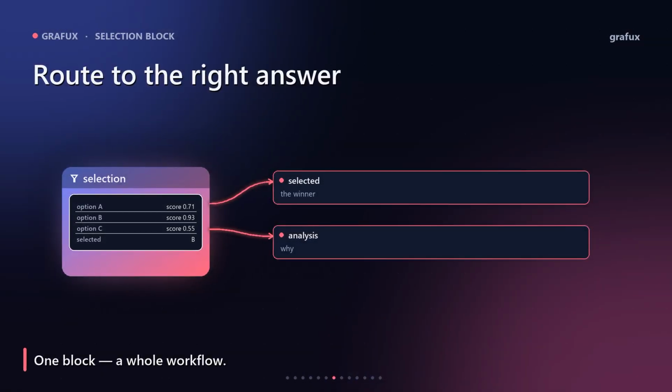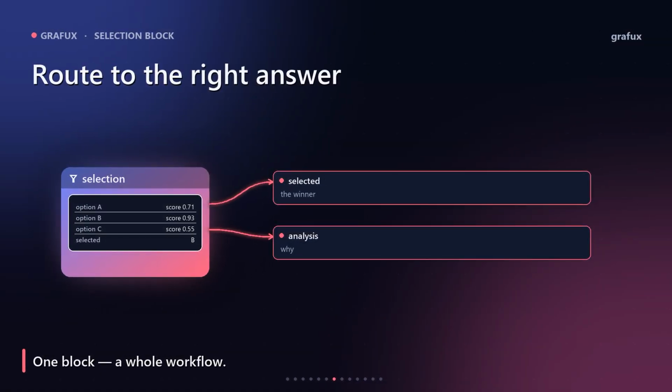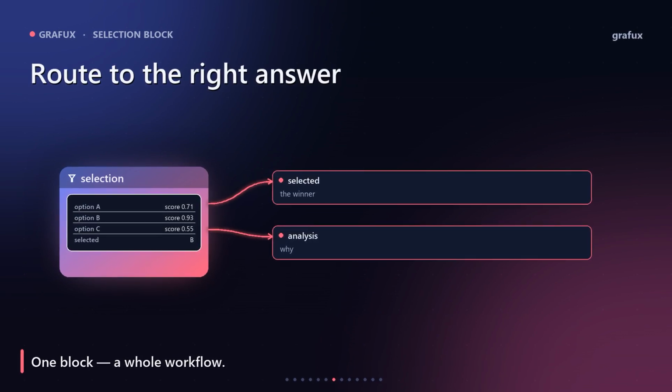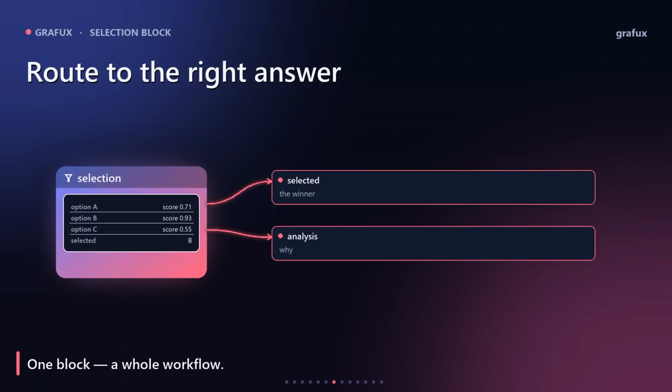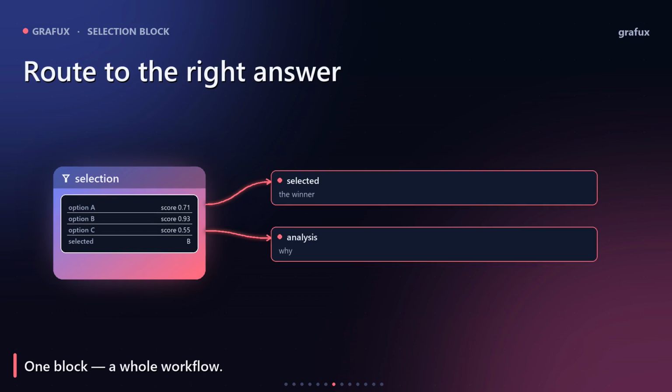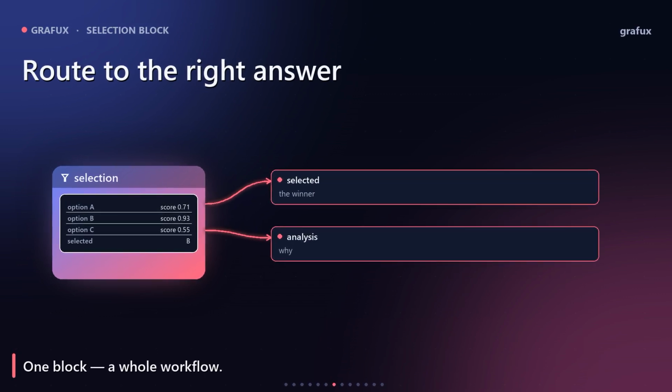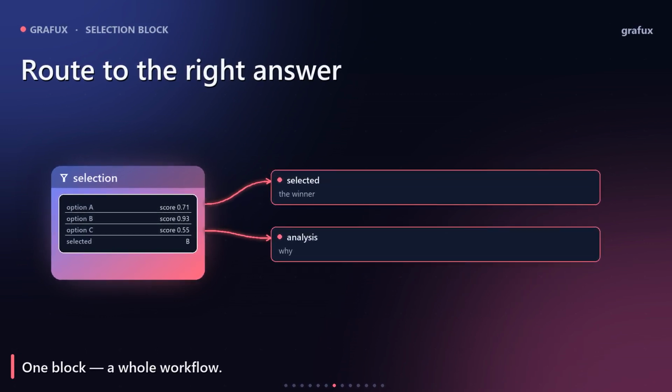Alright, let's make this real. Feed in 3 draft replies and a criteria. Most concise and on-brand. And the selection block passes on the best one, plus a note explaining exactly why it won. That right there is the selection block, one single node, doing the work of an entire workflow. And you built it just by describing what you wanted.